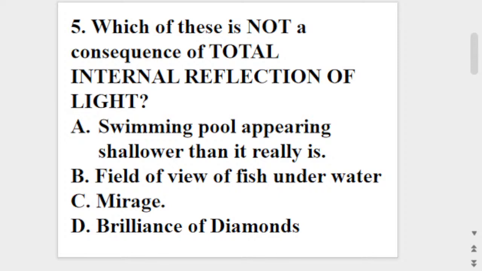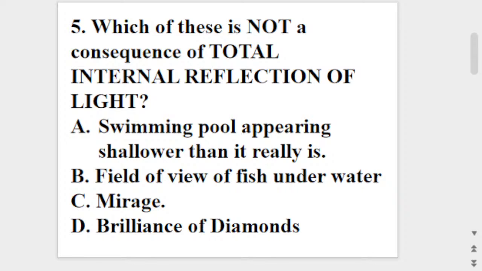So for light to undergo total internal reflection, it must be traveling from a denser medium like glass to a less dense medium like air, or from a denser medium like water to a less dense medium like air, or from a denser medium like glass to a less dense medium like water. Number two condition is the angle of incidence in the denser medium must be greater than the critical angle. Once again, the angle of incidence in the denser medium must be greater than the critical angle. So these are the two conditions for light to be able to undergo total internal reflection.